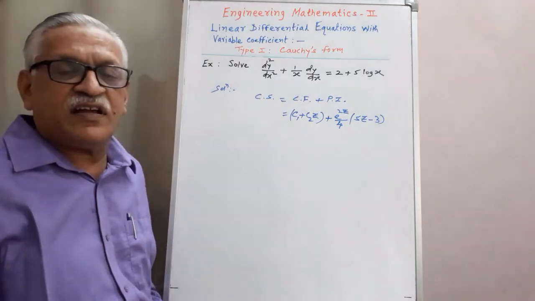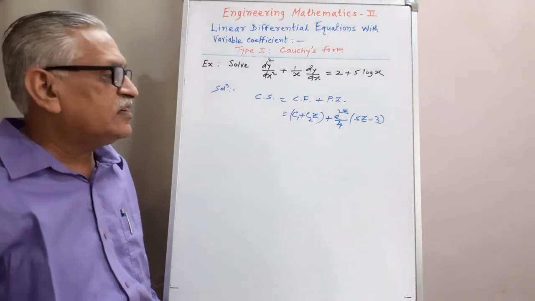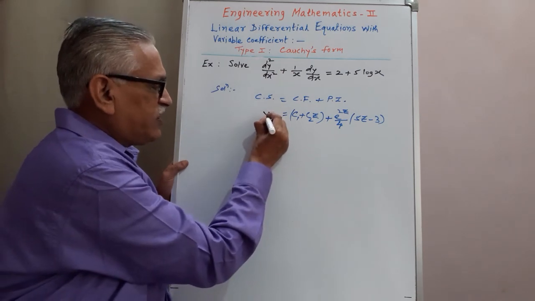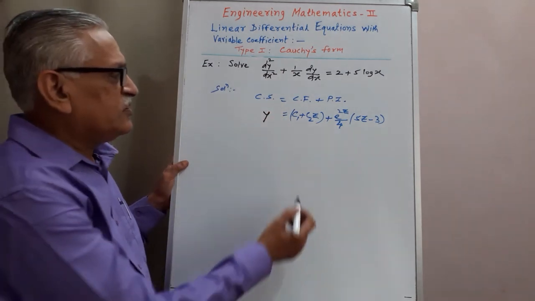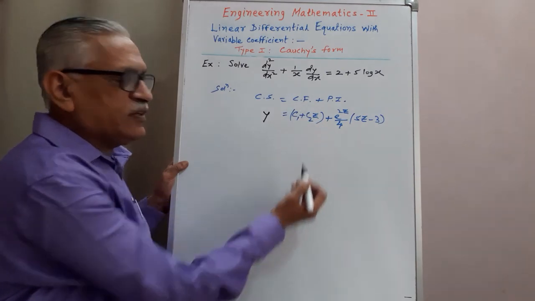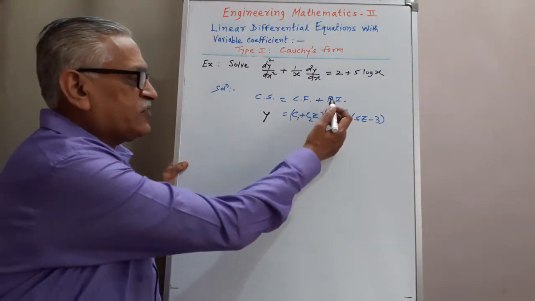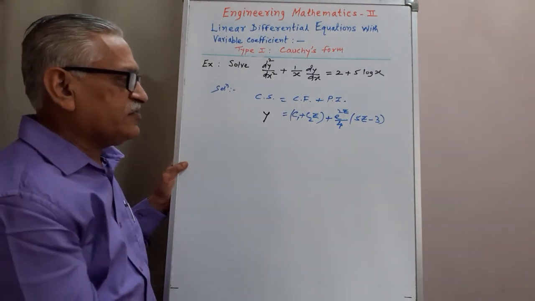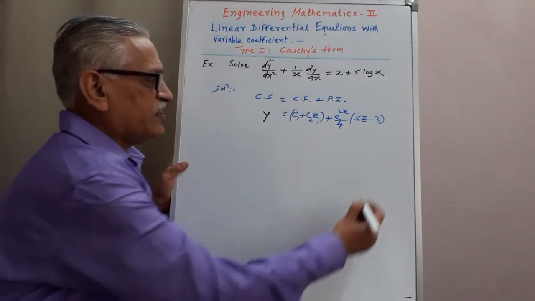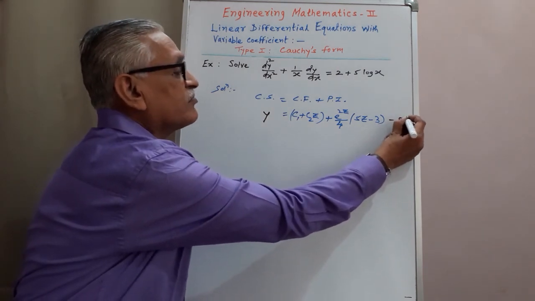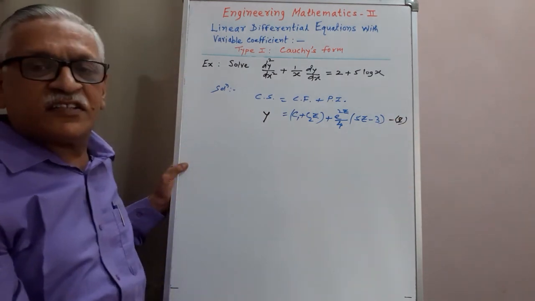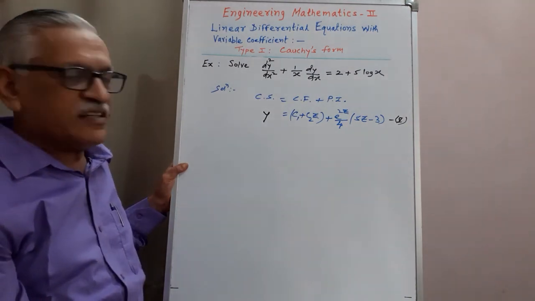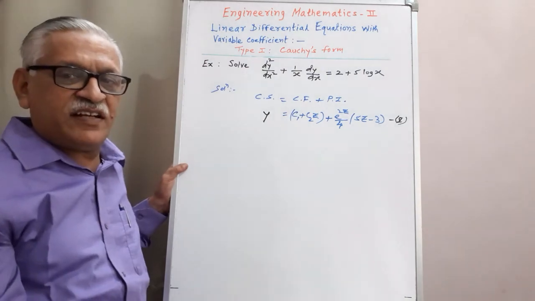The complete solution is CF plus PI, equation 3 plus equation 4. And therefore the complete solution for the dependent variable y is equal to the complementary function, c1 plus c2z, and the particular integral is e raised to 2z divided by 4 multiplied by 5z minus 3. Equation number fifth. It is the relation between dependent variable y and independent variable z, but the original variables are x and y.